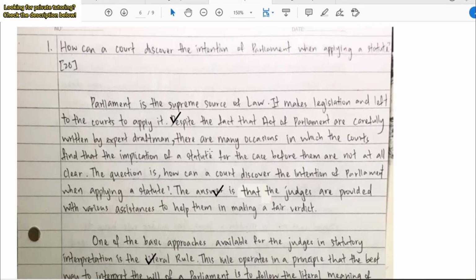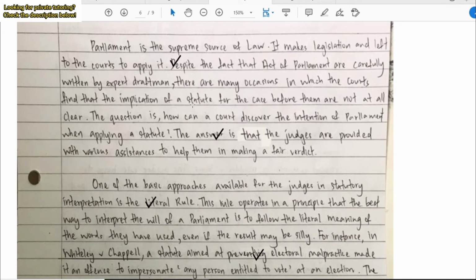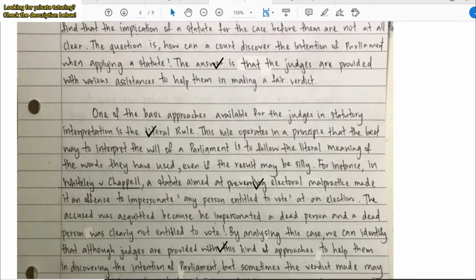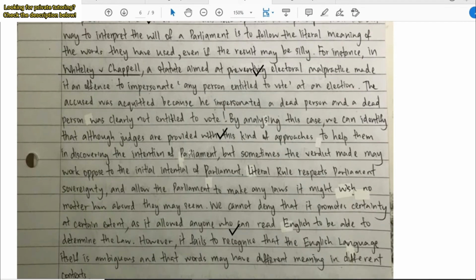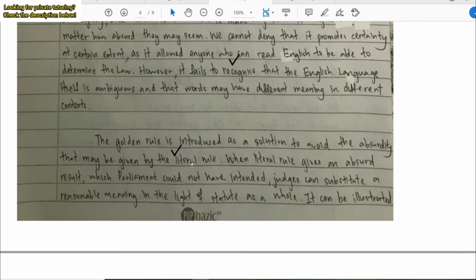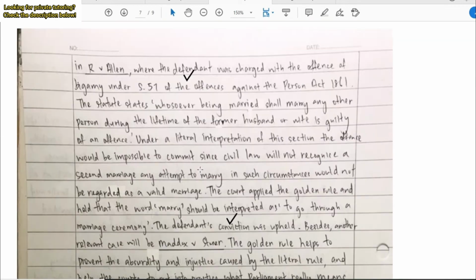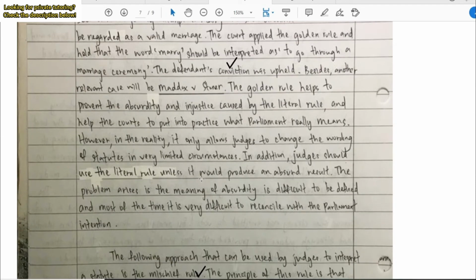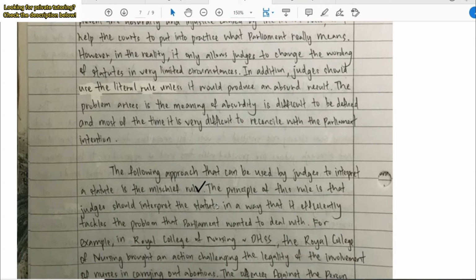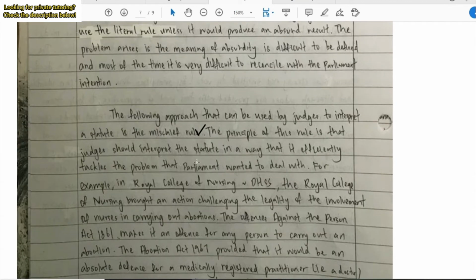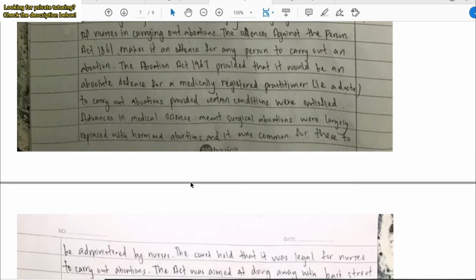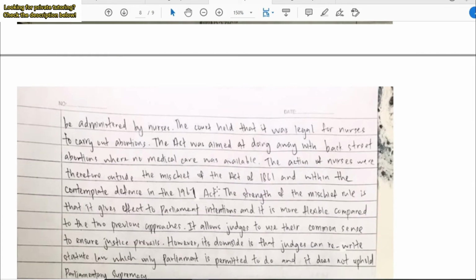Alright, we're just going to very quickly look at one more paper. Same thing, it starts off about the literal approach. Same thing, it is still talking about it too much. Too much already, I feel, because the question is about the purposive approach, not about the literal approach. So it shouldn't talk about it too much.